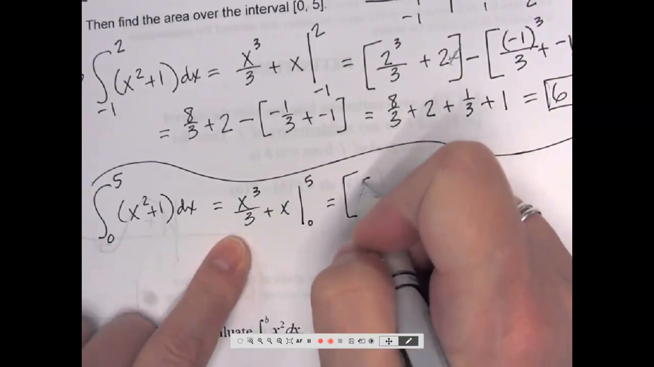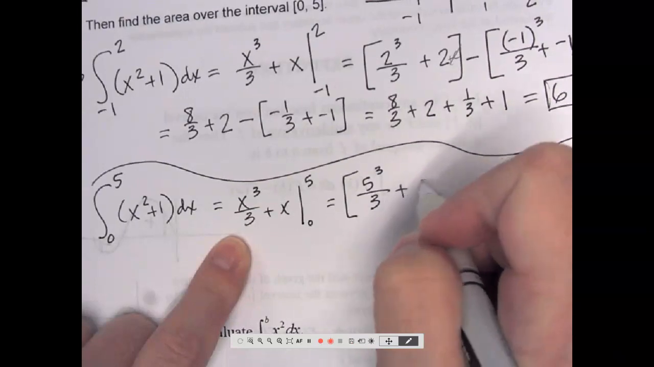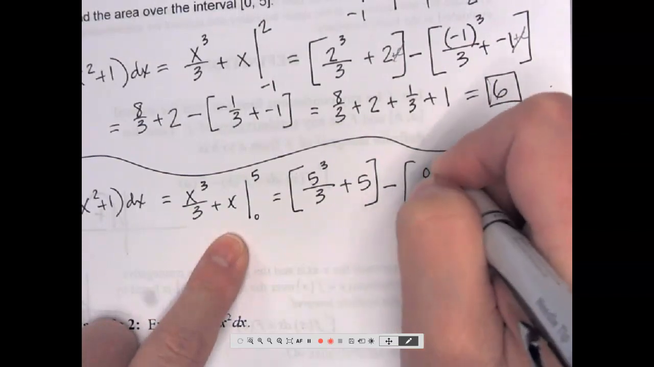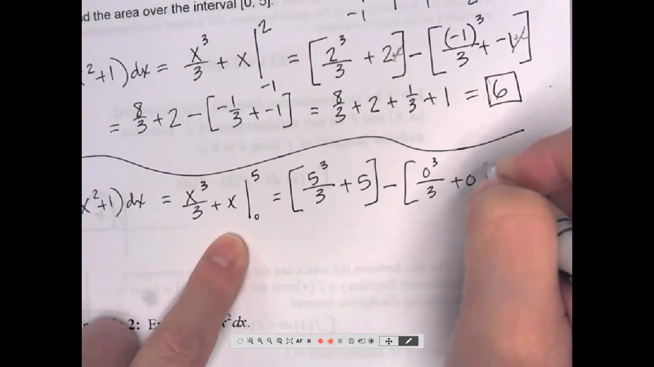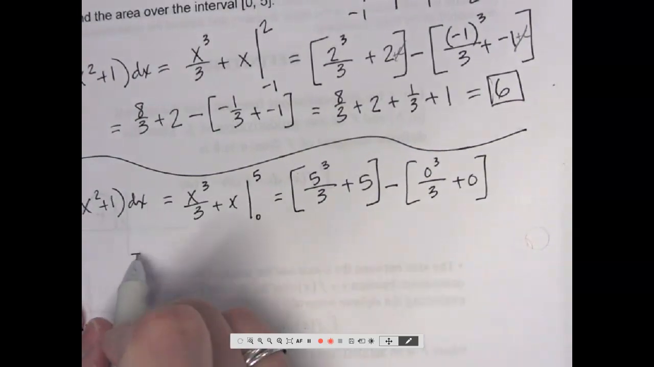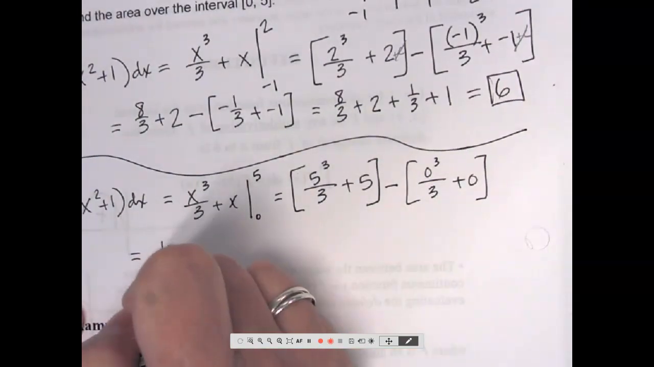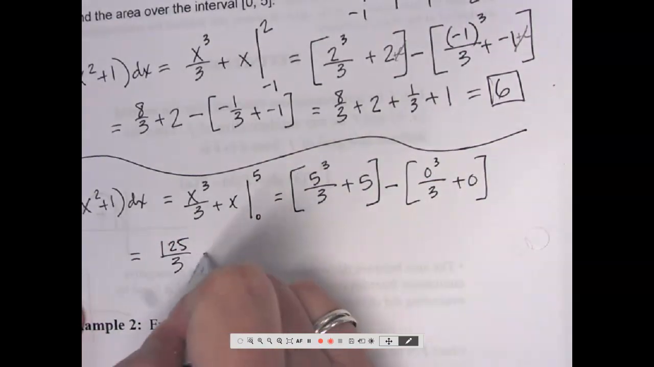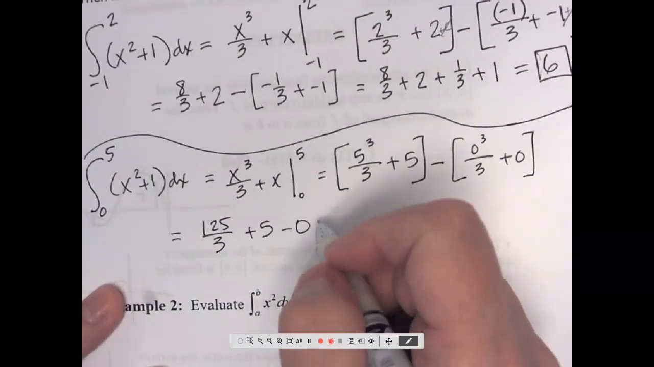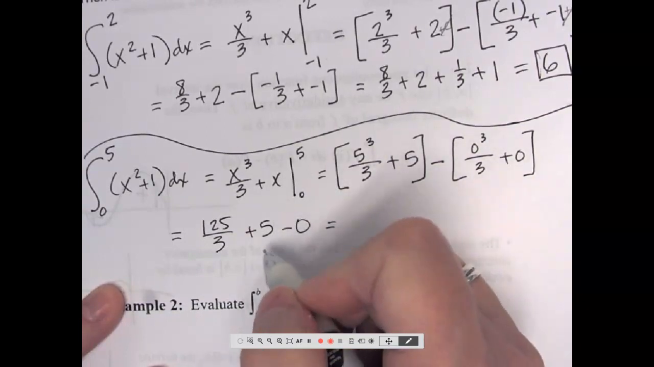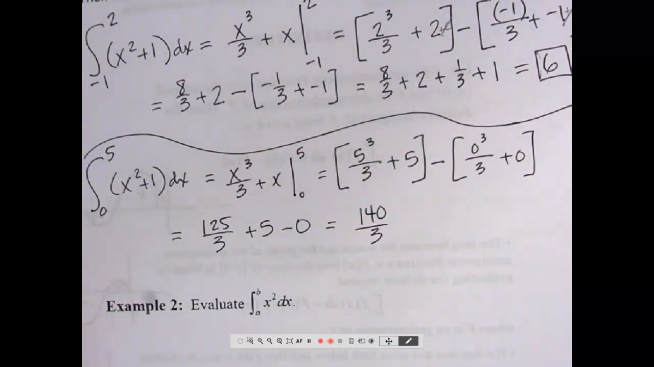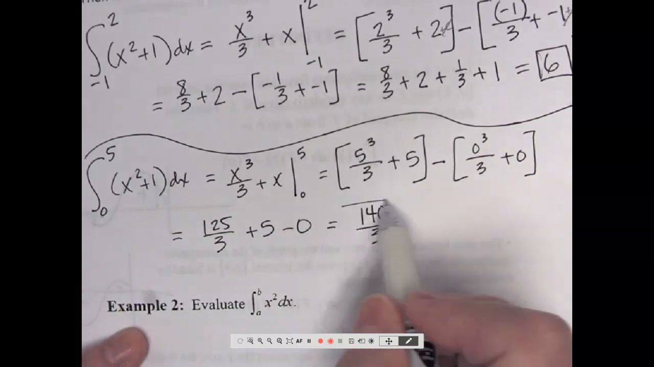Okay, sub in the big number. Minus, sub in the little number. Zeros are always nice to sub in. They don't always give us 0, but they usually give us something simple. Okay, so 5 cubed is 125 over 3 plus 5, and all that is just 0. So 125 plus 15 thirds is 140 thirds. Well, that's not going to be a terminating decimal, so I'm just going to leave it.